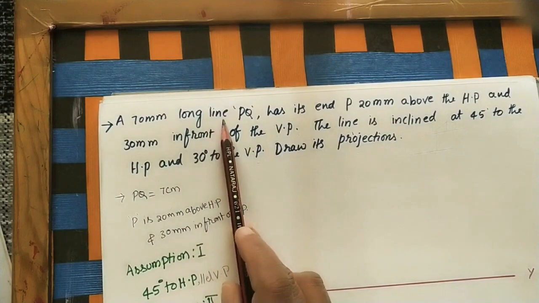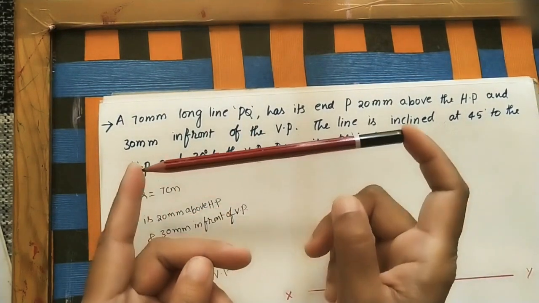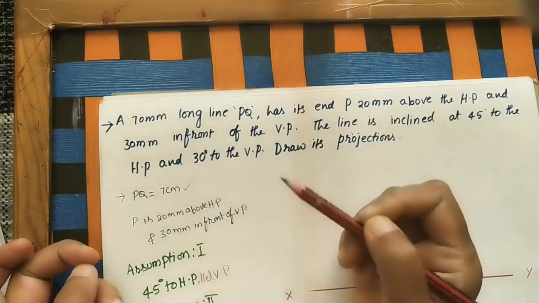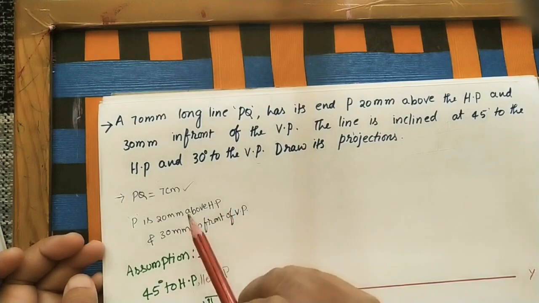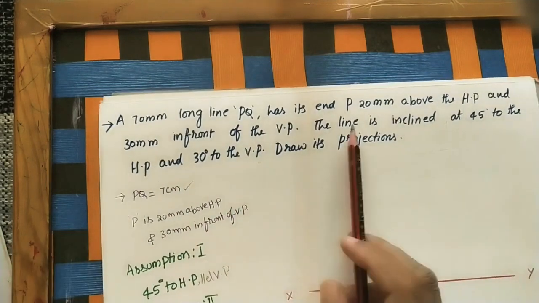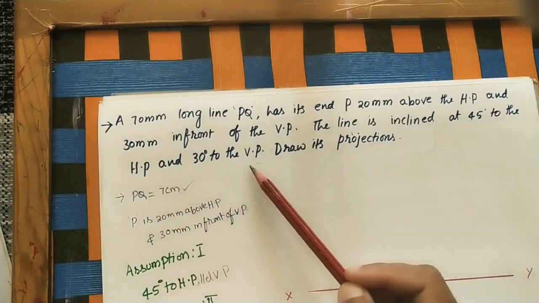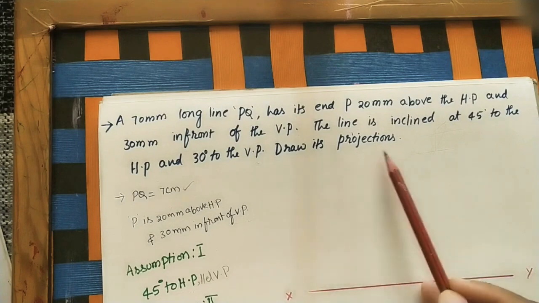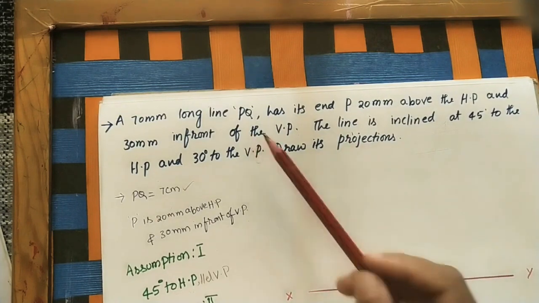This is a 70 mm long line PQ. Take this as P, this as Q, 7 cm long. Here I have written: it has its end P 20 mm above HP and 30 mm in front of the VP. The line is inclined at 45 degrees to the HP, and it is making 30 degrees to the VP. Draw its projections. Projections means we need to do the front view and top view of this given line PQ.